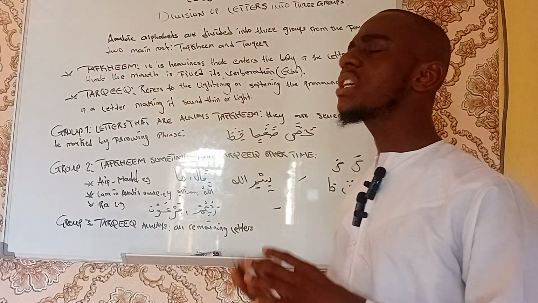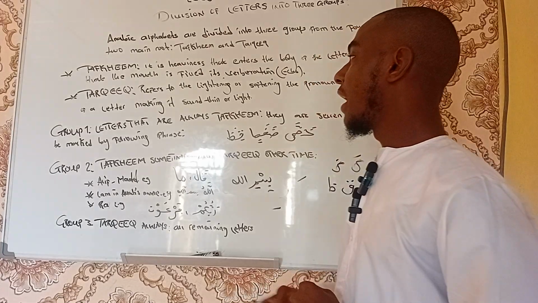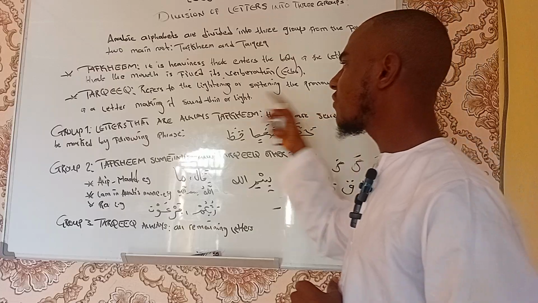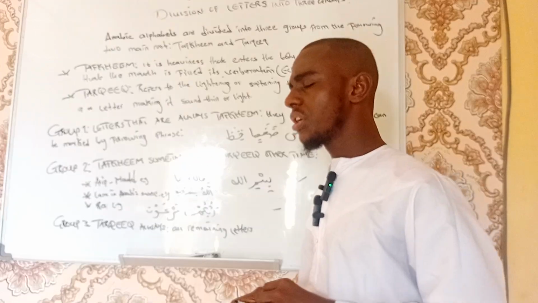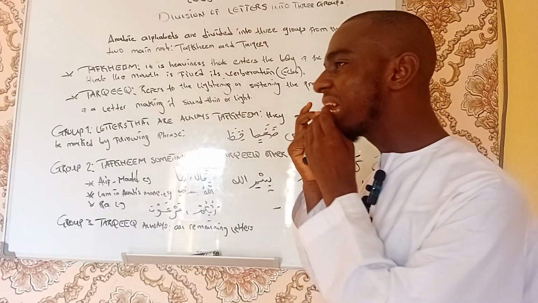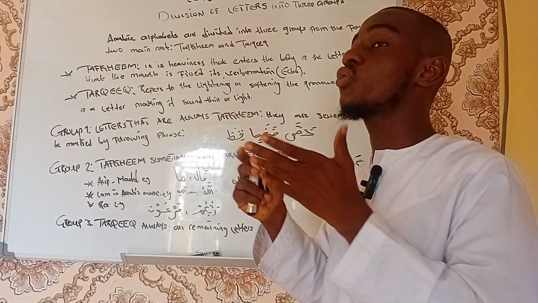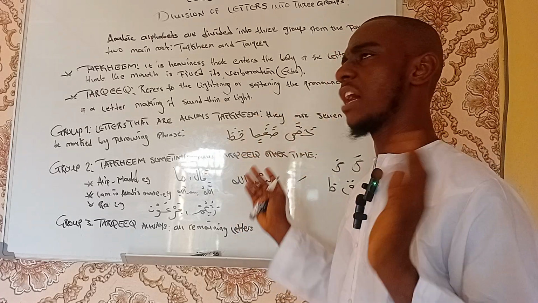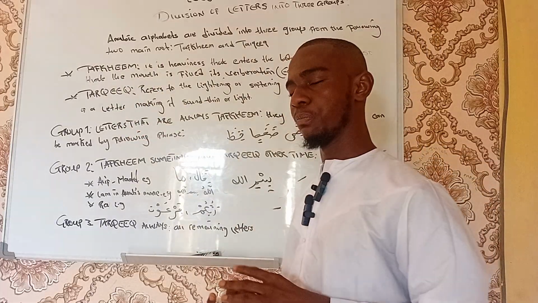Then Tarqeeq is the opposite of Tafkheem. Tarqeeq refers to the lightening or softening of the pronunciation of a letter, making it sound thin or light. When you pronounce the letter, you make it light. There is no heaviness entering the body of the letter, and there is no sound of echo. So Tarqeeq is the opposite of Tafkheem.